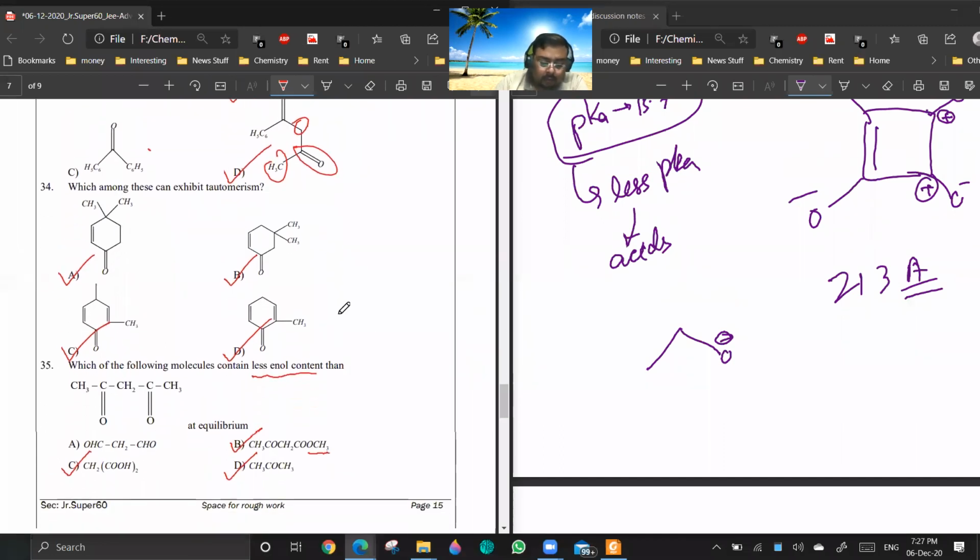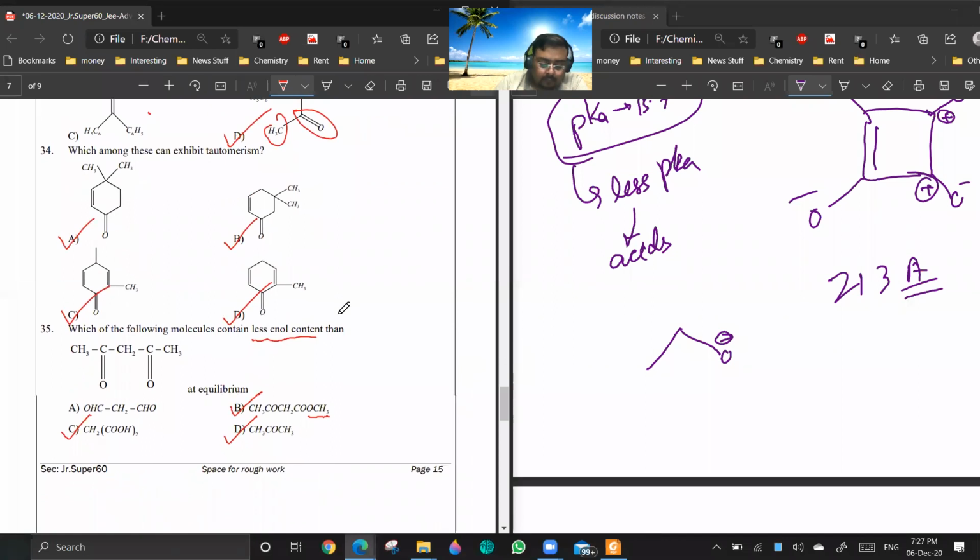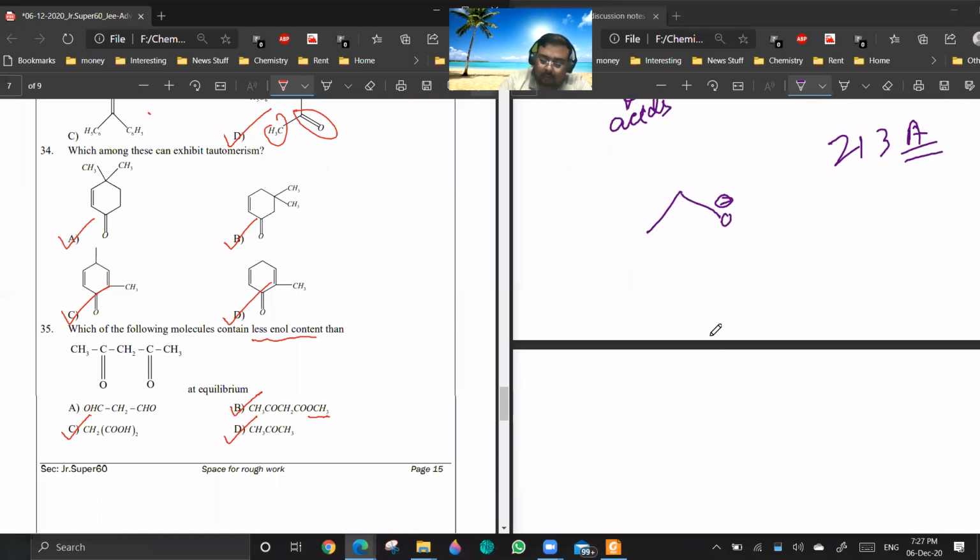34, 35. Option C. 35, sir. Is 34 out? 35, option C is an active methylene group, no? Option A, sir. Yes, A. It is asking which one will have lesser enol content, no?